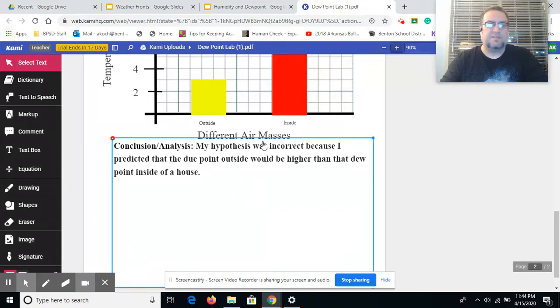So I wrote my hypothesis was incorrect because I predicted that the dew point outside would be higher than the dew point inside the house. It's just to reflect over what you thought was going to happen. You may write this down in your journal if you want. However, you do not need to. If you think it's going to help you understand this better, go for it. But there's nothing you're going to need to turn in. So just work through this conclusion with me as we do it here together.